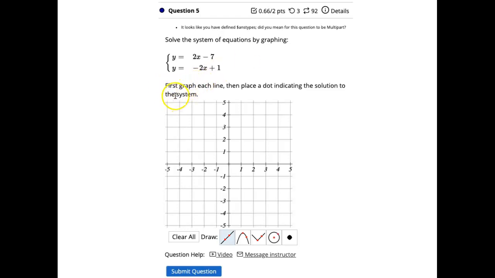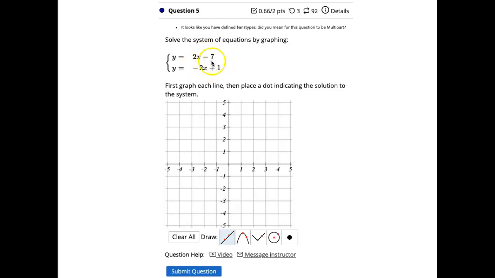If we look at the instructions here, it says first graph each line, right? So we're going to graph both of those lines, then place a dot indicating the solution to the system. That point in which they intersect each other is the solution. Let's go through first and just graph these. There are several different ways you could go about graphing them. You could make a table of values, pick some x's, and figure out what the y is going to be, or you could use the y-intercept and the slope to graph it.